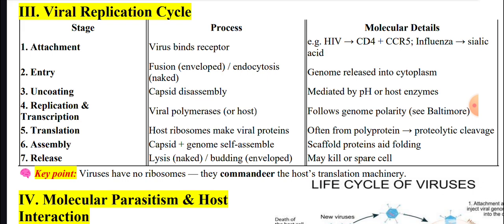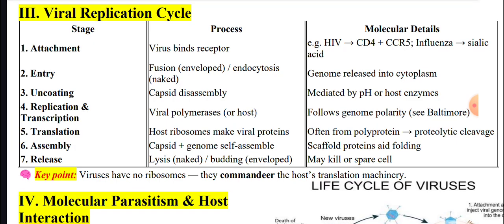But that long chain isn't functional yet, right? Correct. It needs to be chopped up into individual functional proteins. And that chopping is done by specific viral enzymes called proteases. They act like molecular scissors, cutting the polyprotein at precise locations. And that's why protease inhibitors are such effective drugs, like for HIV. Precisely. Block the protease, the polyprotein doesn't get cleaved, the virus can't assemble functional parts, and the replication cycle grinds to a halt. Step 6, assembly.